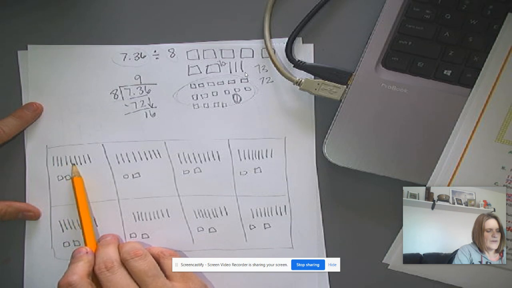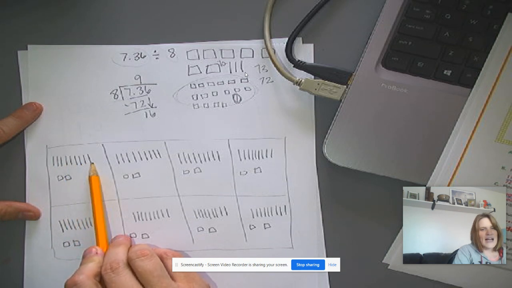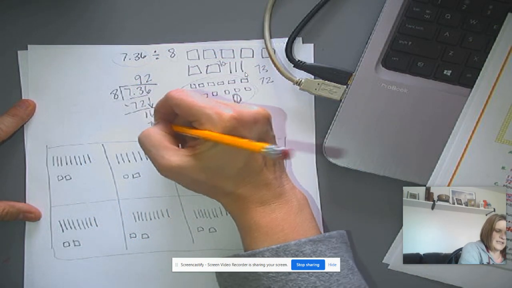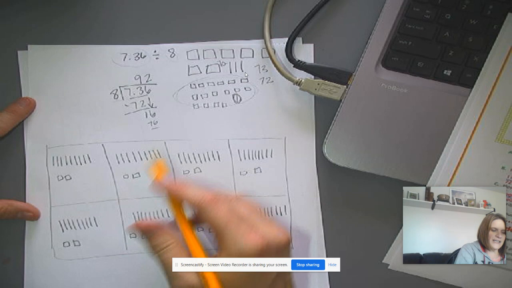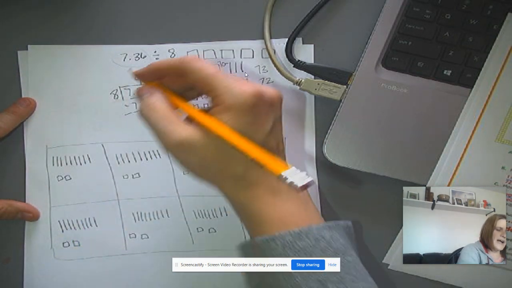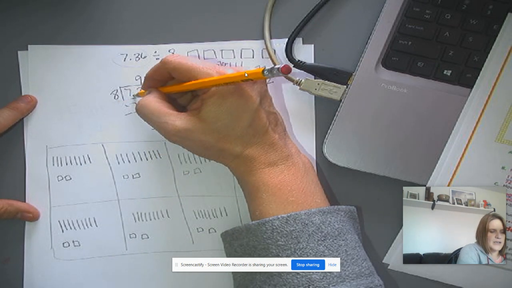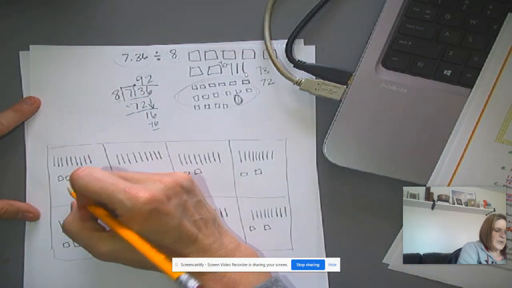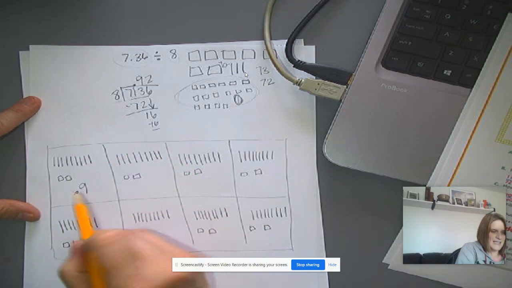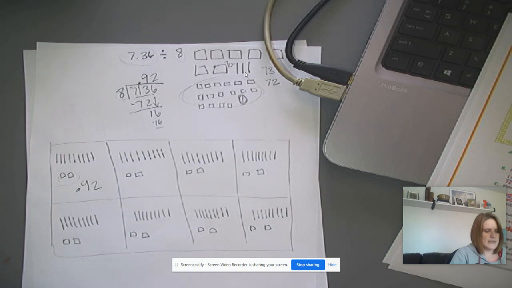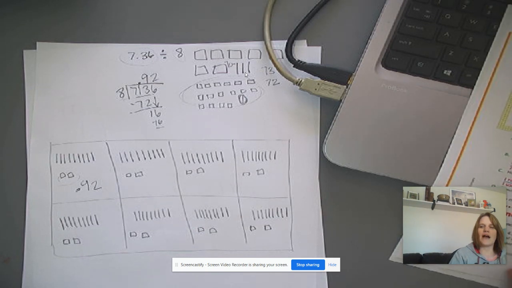1, 2, 3, 4, 5, 6, 7, 8, 9. Now are those wholes? Those are not wholes, right? They're tenths. We didn't have enough wholes to go around. Now remember when I told you that we were dividing by decimals, where does our decimal go? Our decimal goes straight up. So we actually have 9 tenths and 2 hundredths. So each of those bouncy balls weighs 92 hundredths. Okay? All right. Who's ready for a checkoff?